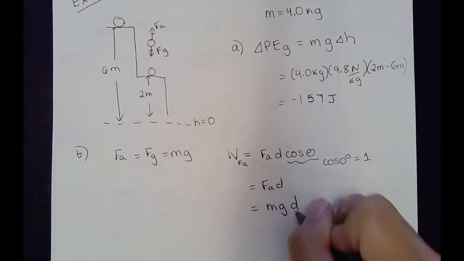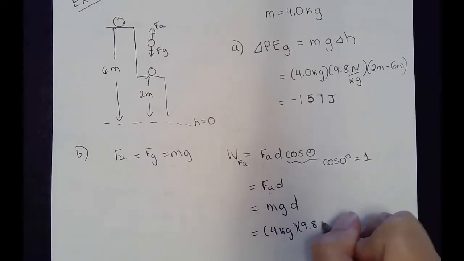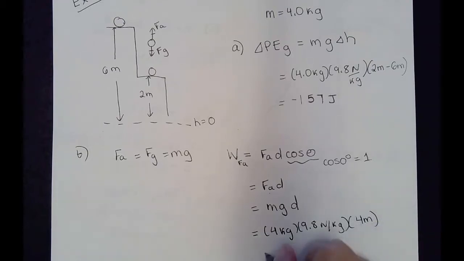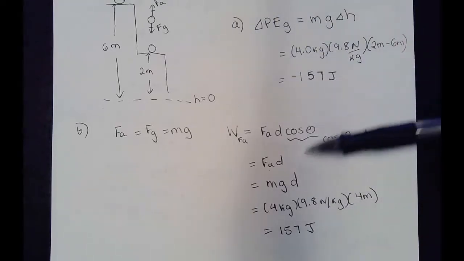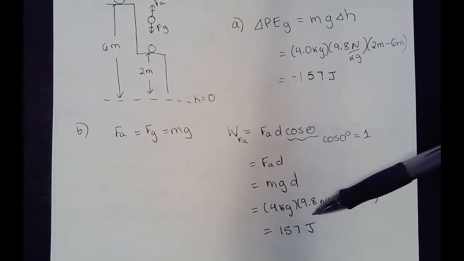mg times d. And notice this is 4 kilograms times 9.8 newtons per kilogram times the height difference, which is 4 meters. It's moved up 4 meters. And this is the same expression that we had above for the change in gravitational potential energy. So this gives positive 157 joules. So you can see that in lowering the rock, it lost 157 joules of energy. To just lift it back up to the same height, the applied force would need to replenish that 157 joules of energy.